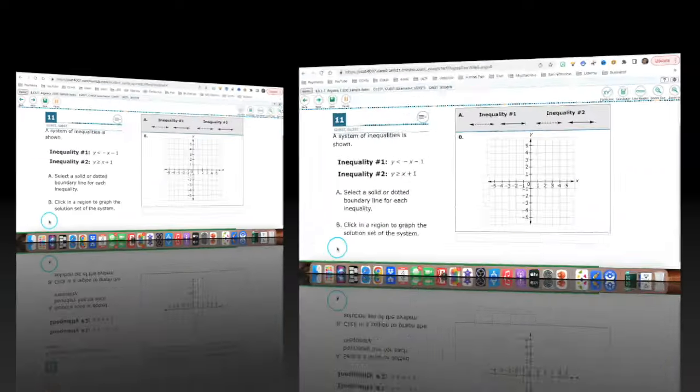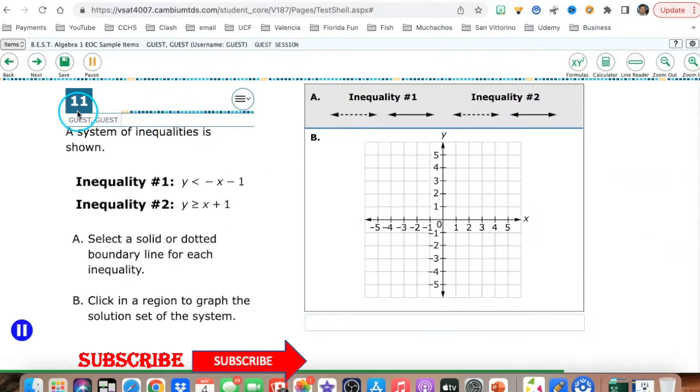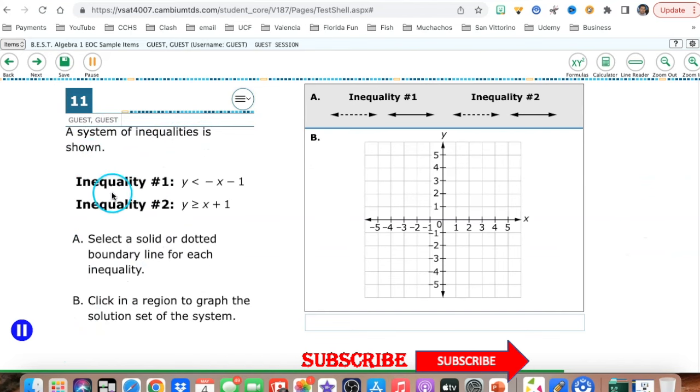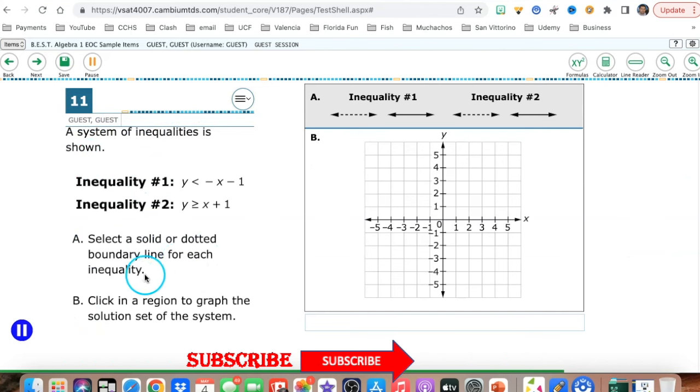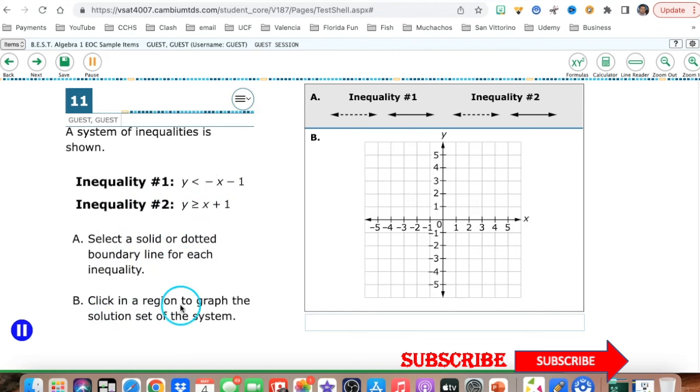Next problem. A system inequality is number 11. A system inequality is shown. I have two inequalities. Select a solid or dotted line, boundary line for each inequality. Click in the region to graph the solution set. Now, in inequality, you draw the same thing that you draw a regular line. This is your slope, this is your y-intercept. Y-intercept, any point is in the slope. Okay? You have two inequalities.